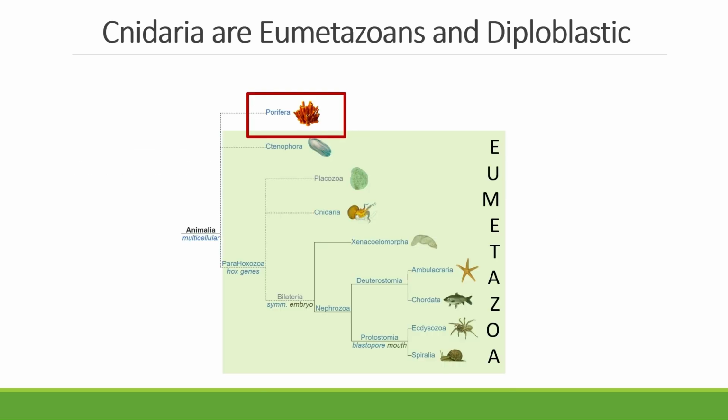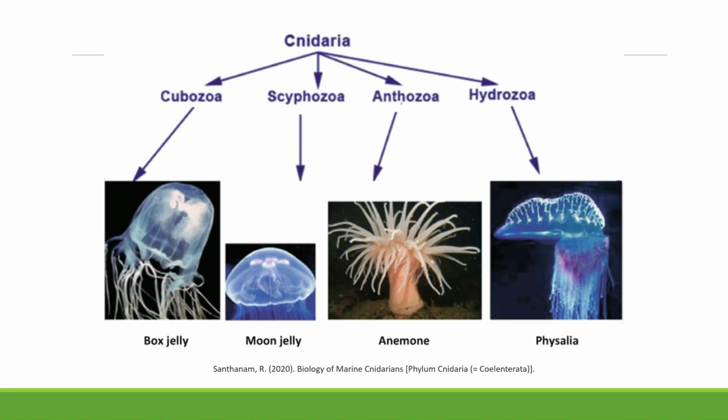The Cnidarians move us from the parazoa of poriferans to the eumetazoan clade, and this means that they must have tissue layers, and to be more specific, they are diploblastic. Here we can see the Cnidarians broken down into four major groups: the cubozoan, scyphozoa, anthozoa, and hydrozoa. Looking at them, you can see they all have prominent stinging tentacles and are shown either in medusa or polyp form.